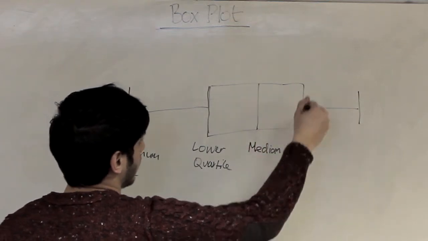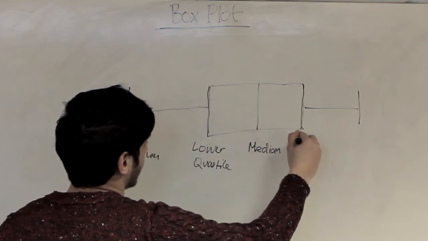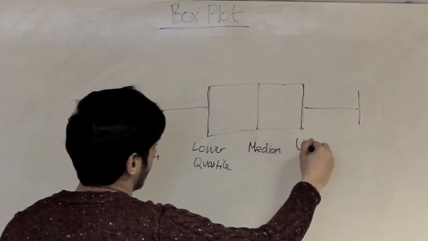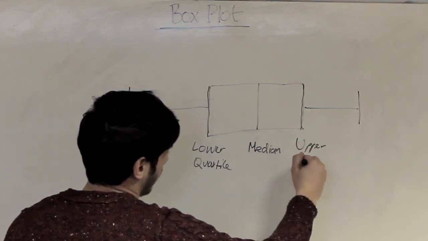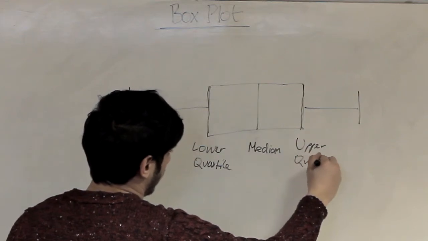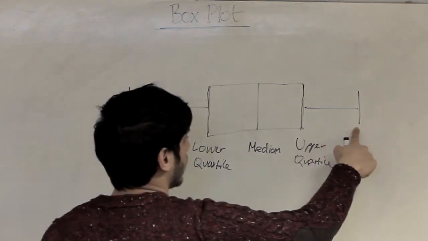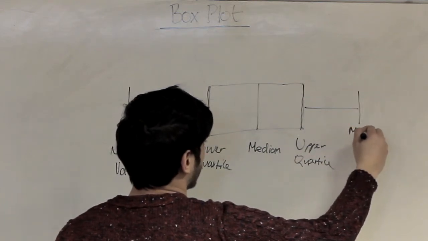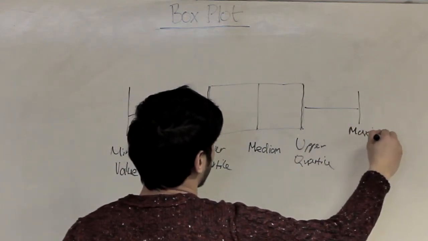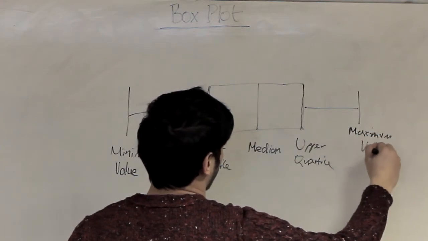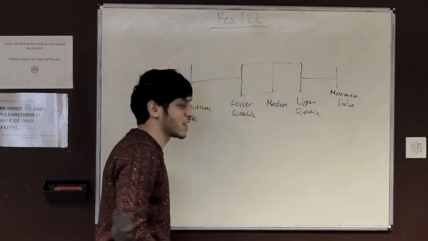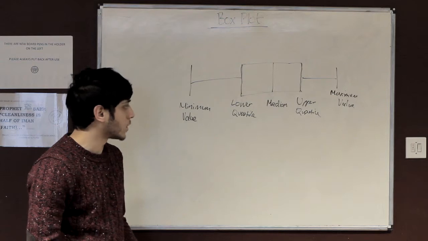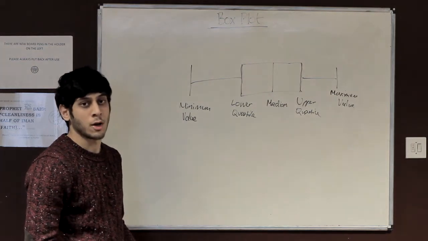And this line here represents your upper quartile. And this line here, last line here, represents your maximum value. This tends to be your highest value. In the exam, all these values would be given to you. All you have to do is just plot them.